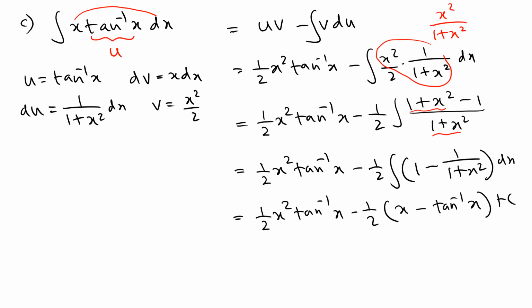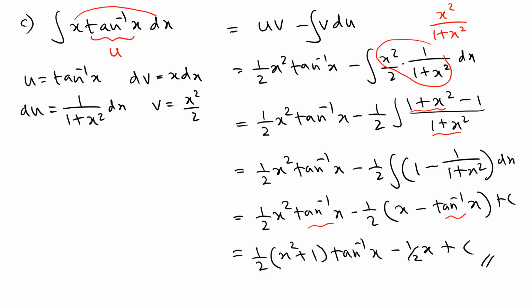And then if you simplify this a little bit, or combine, because you can see there are two tan inverse terms, so you can combine them. If you combine them with 1/2, you can see that it's a negative negative positive, so you get 1/2 times x squared plus 1 tan inverse x minus 1/2 x plus c. So that's what you get for this problem. Very good.